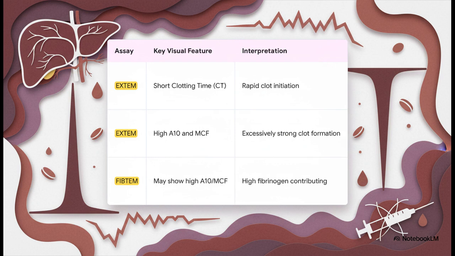The ROTEM pattern for hypercoagulation is the exact mirror image of what you'd see in a bleeding patient. The clotting time, or CT, will be really short. The amplitude, which we see in the A10 and the maximum clot firmness, or MCF, will be really high, creating this wide, beefy-looking trace. This is telling you loud and clear that the blood is forming a very strong clot very, very quickly, and that means a significant risk for thrombosis.